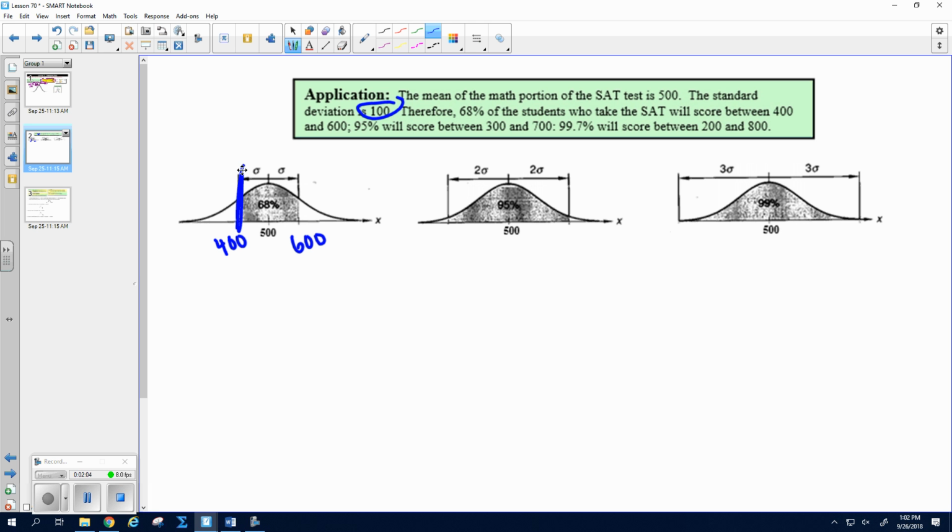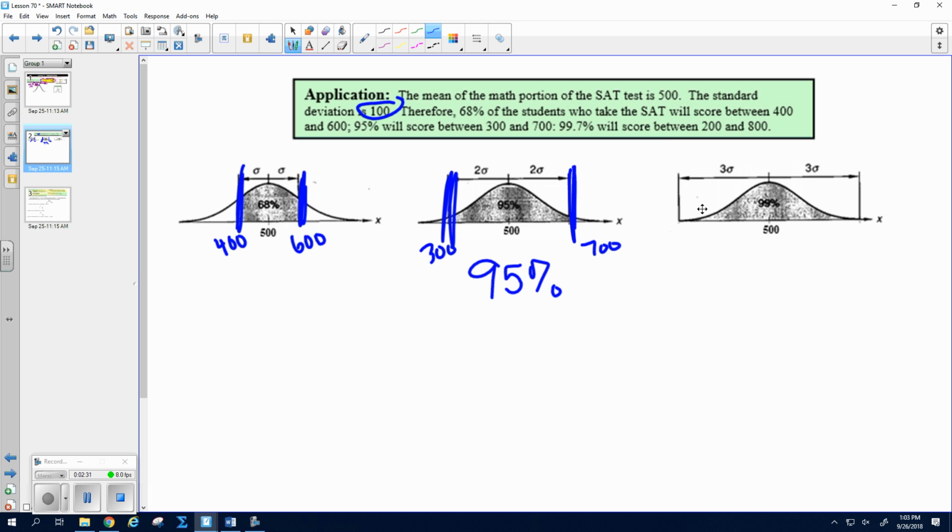So this is saying that 1 standard deviation above and below is always 68% of the data. If I go 2 standard deviations above and below, that will always be 95% of the data. So if I did 2 below, that would be 300, and 2 above would be 700. So that means that 95% of people are going to score between 300 and 700 on the test.